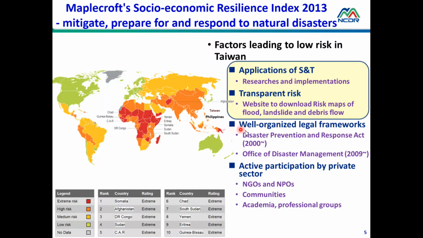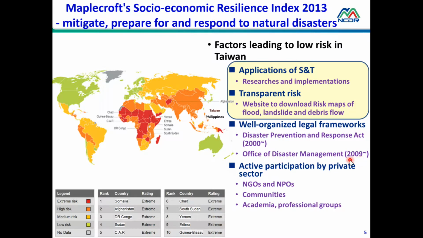Another point is a well-organized legal framework. Like many countries, unless we have a large-scale disaster, we never have a legal system to guide disaster risk management. Since we had a big earthquake in 1999, a year later we passed the Disaster Prevention and Response Act. Right now, this act is leading disaster risk management in Taiwan.